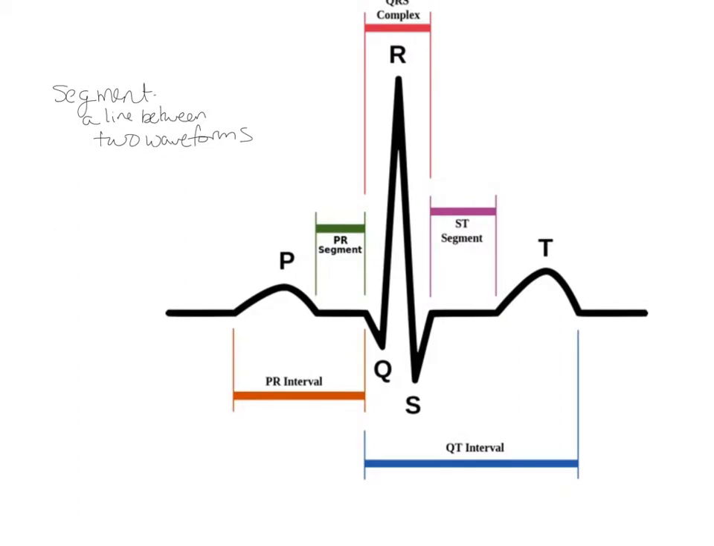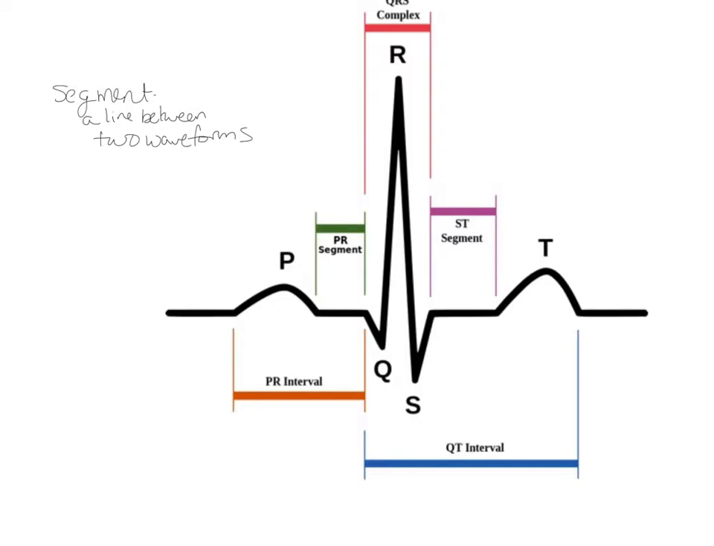Okay, so look at the first one. This is a PR segment. This segment from here to here is in between the P wave and the Q wave, these two waveforms. Now, for this PR segment, this is telling us that in this moment in time, remember, it's the x-axis, there's nothing happening. The electricity isn't going forward, it's being held somewhere. So the PR segment is basically this line between the P wave and the Q wave.